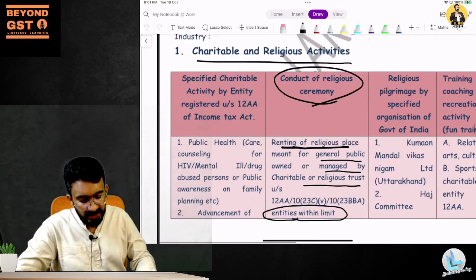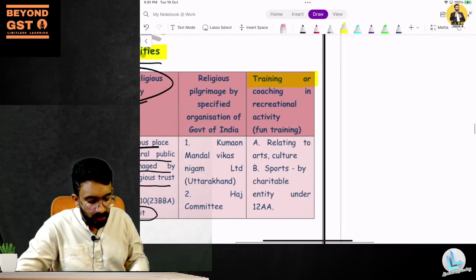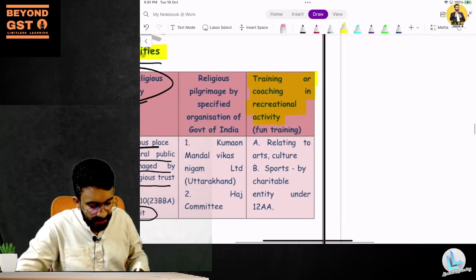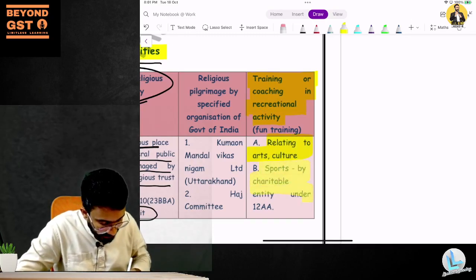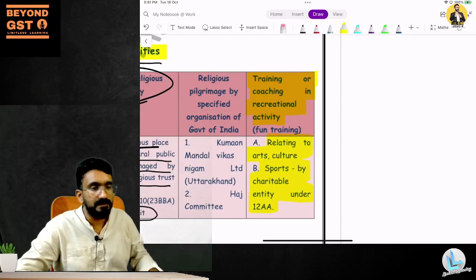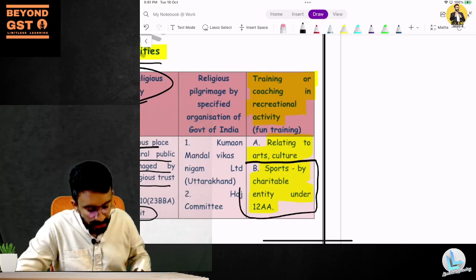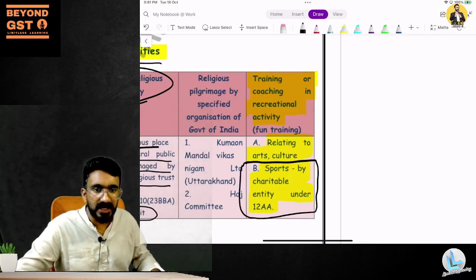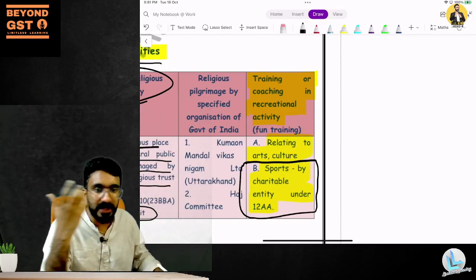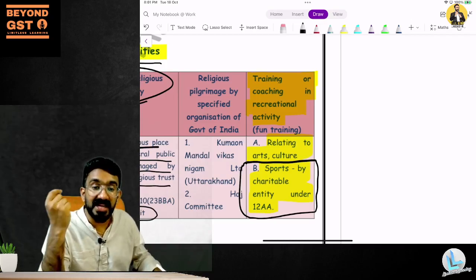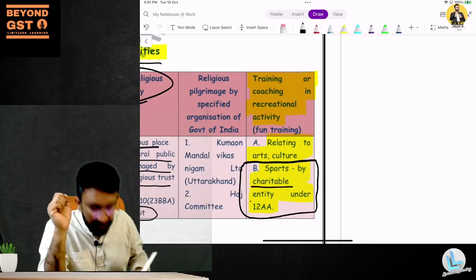The first exemption, of charitable and religious activities, has a point. Training or coaching in recreational activity relating to arts and culture and sports by a charitable entity under 12AA or 12AB. This recreational coaching means fun training. It's not a certificate training. If somebody is giving a certificate training on sports, football, cricket, it is exempted provided the coaching is provided by a charitable entity.